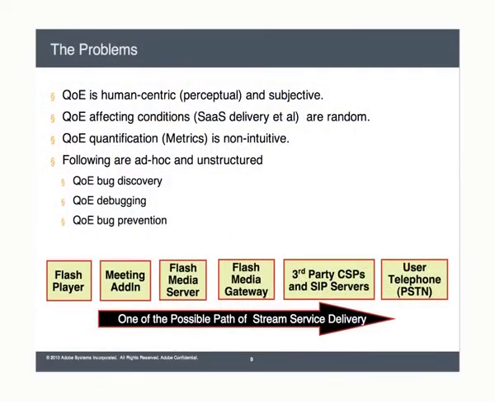So for example, I have a service which I deliver from Adobe Connect, and similar services are provided by competitors like Cisco WebEx or Office Live Meeting. One of the possible paths of my stream delivery is like this: I have a Flash player, I have a meeting add-in, right? The meeting add-in is a special Flash player built on top of Flash player. I have a Flash media server. I have a Flash media gateway, which is a protocol translator for the Flash RTMP protocol to the rest of the world, the PSTN world. It talks to third-party conference service providers and SIP servers, and they finally land up at a telephone.